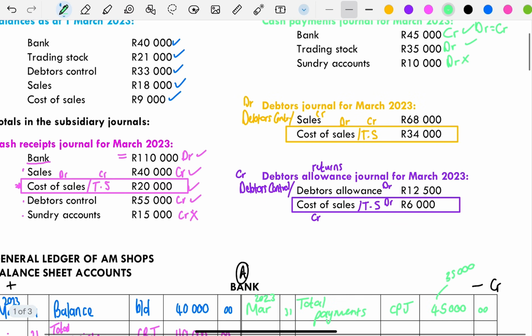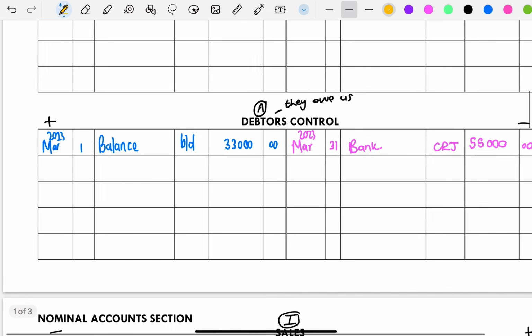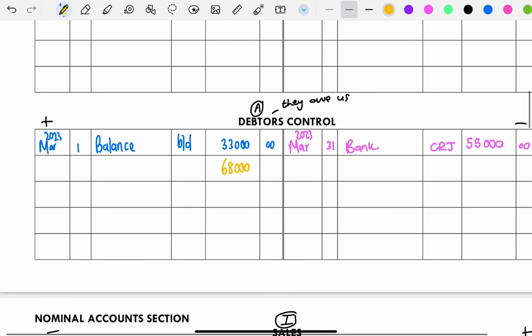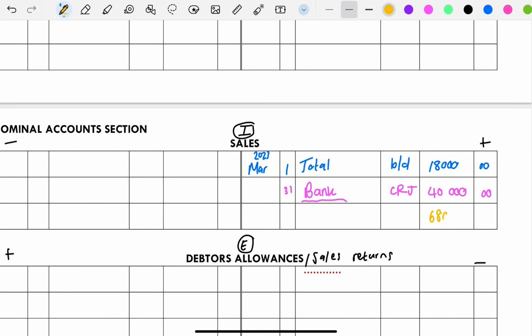So it goes quite quickly if you've got your posting rules because it really gives you an instruction what to do. Okay, so for the DJ, we've got our sales column. We said that sales represents how much debtors owe us. So we're going to go to debtors control. We're going to debit 68. And that same 68,000 we're going to credit inside of sales.